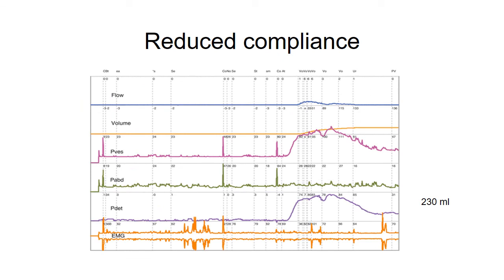Now moving to another graph which shows reduced compliance and increased detrusor pressure. Here the total infused volume of normal saline is 230 ml. We can see that the abdominal pressure remains normal, which is marked as green. The vesical pressure and detrusor pressure rise to about 100 centimeter of water by about 200 ml of infusion.